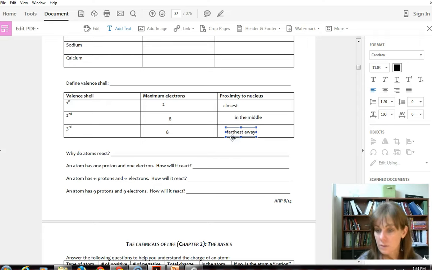Now, if you're taking chemistry, you'll probably learn that there are more than just 3 valence shells. There are many more, but for our purposes, we're just going to deal with these first 3.